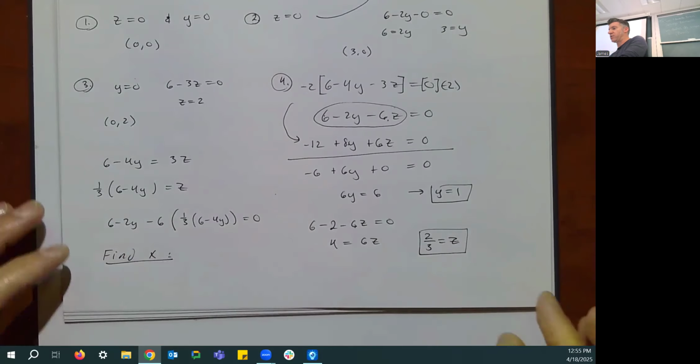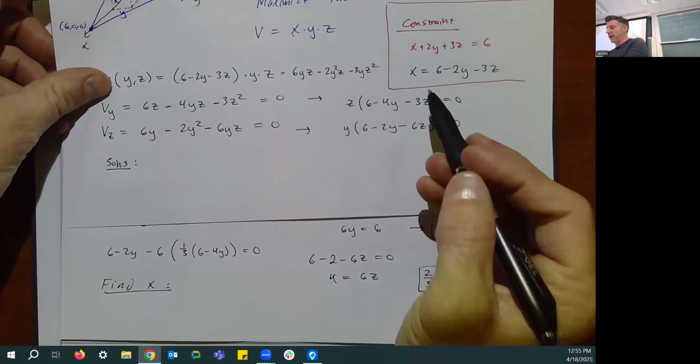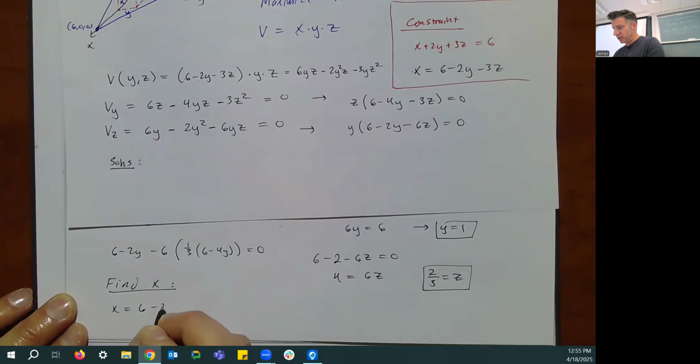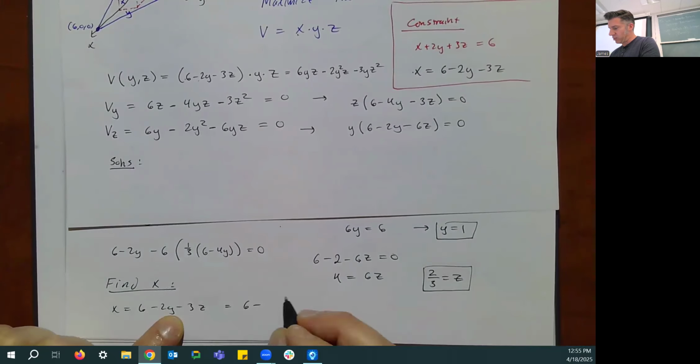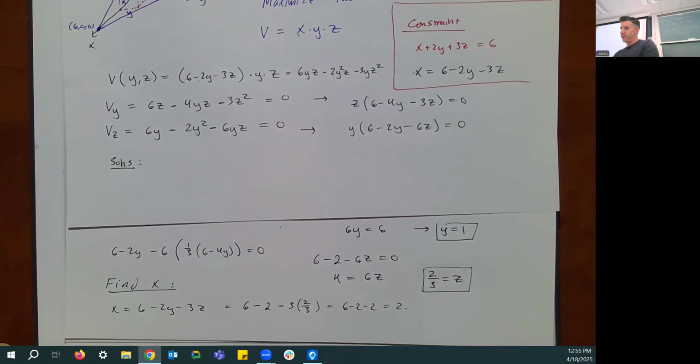So then to finish out the problem, now we're going to find the x coordinate. We're going to go back to our constraint way up here: x is equal to 6 minus 2y minus 3z, which is going to be 6 minus 2 times 1 minus 3 times 2/3, or 6 minus 2 minus 2, which is 2. We found all the values.